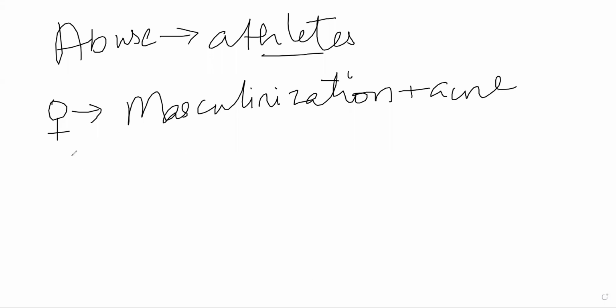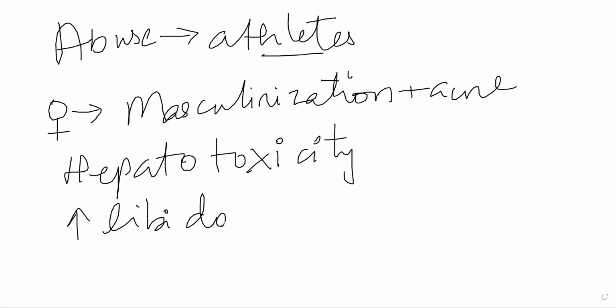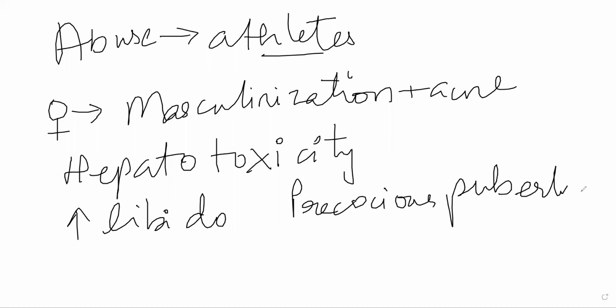It can cause hepatotoxicity, a very, very significant problem. Liver will be toast. It can increase libido. It can also, especially if you give it in young boys, cause precocious puberty. Puberty will appear earlier than it normally does. Precocious puberty in young boys. Okay. Because it has a suppressive effect on spermatogenesis, it can cause infertility.